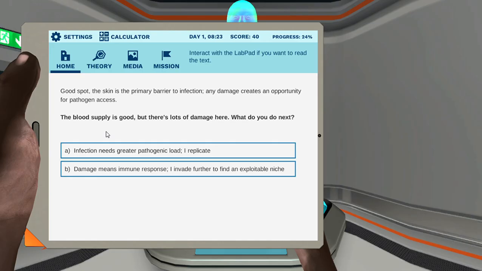Option A, infection needs greater pathogenic load, so I replicate. Option B, damage means immune response, so I invade further to find an exploitable niche.